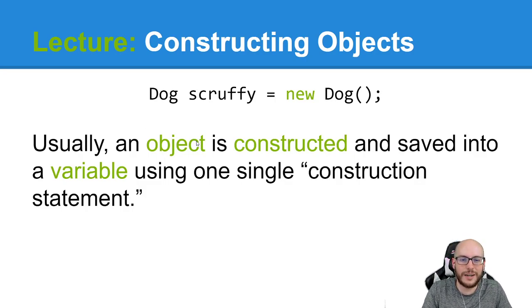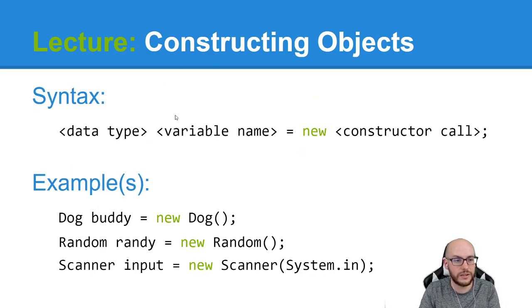Usually an object is constructed and saved into a variable using one single construction statement. So we're about to create our very first dog. We're going to create a new dog, and this will actually create our object, and we're going to end up saving it into a variable. That variable being Scruffy, and the data type of it being dog. So this is our syntax. In order to do all this, keep in mind there's actually two things happening. There's object creation and there's variable declaration, and then I assign it, right?